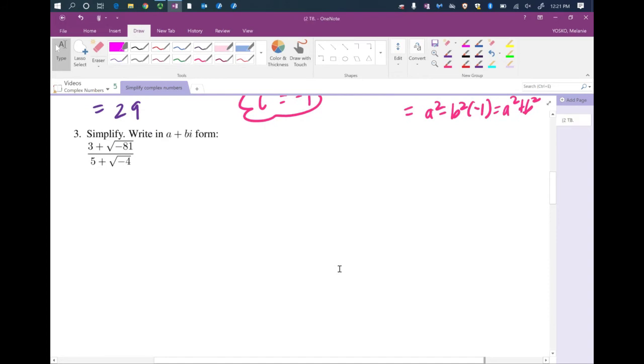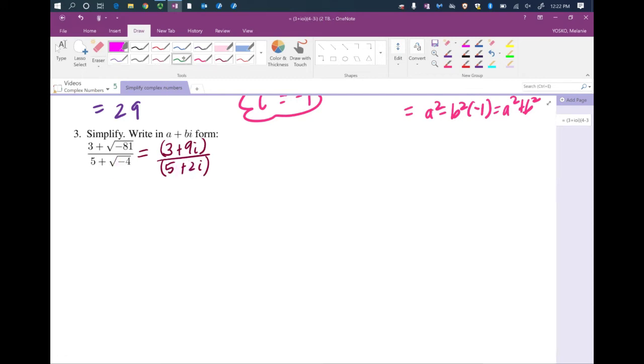Okay, so simplify and write in a plus bi form. The very first thing we're going to do is rewrite this. Instead of with negatives under our roots, we're going to rewrite this with i's. So 3 plus 9i, and that's divided by 5 plus 2i. Okay? We don't want the i on the bottom. Even though it doesn't look like anything scary here, the i, remember, is a square root. And often you've heard that you want to rationalize a fraction that has a root on the bottom. So that's still going to be our strategy, but we have to go about it a little bit differently because we have the sum here.